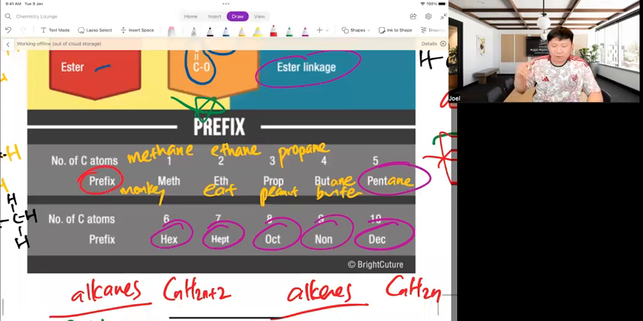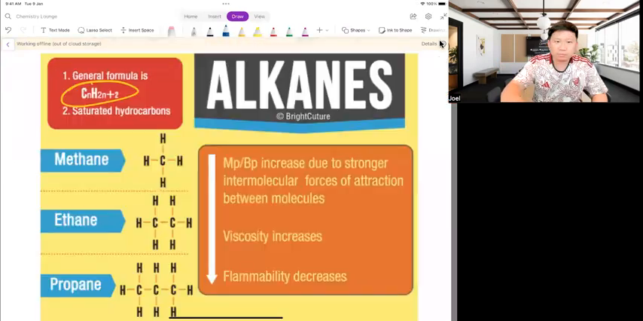Then from 5 to 10 is like your math: pentane, hexane, heptane, octane, nonane, decane. Give you 1 minute to internalize this now. Later on it will be easier.